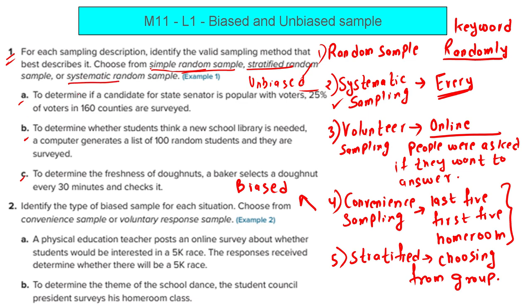What is the first one? To determine if a candidate for the state senator is popular with voters, 25% of the voters in 160 countries are surveyed. Now check carefully. 160 countries. Each country is like a group. So from 160 countries, I am choosing 25% from every country. So this is stratified. Why? Because there are 160 groups, and from each group I am choosing 25%. So this is stratified.